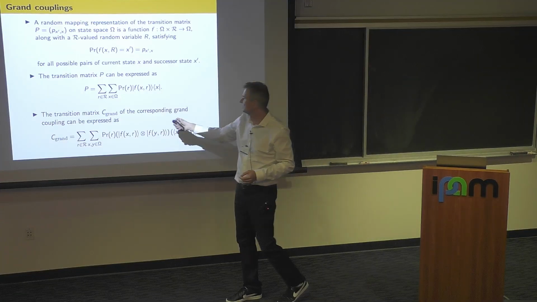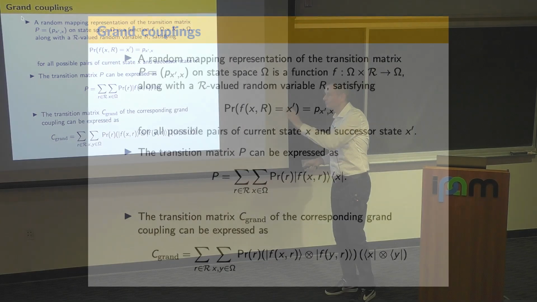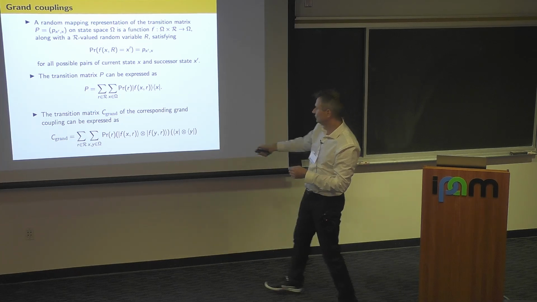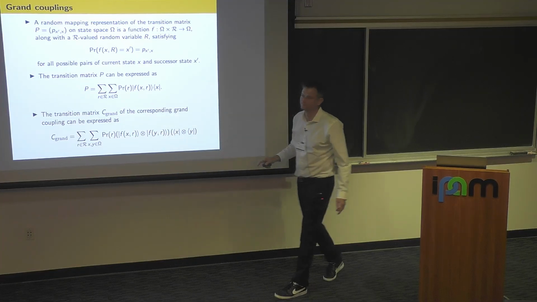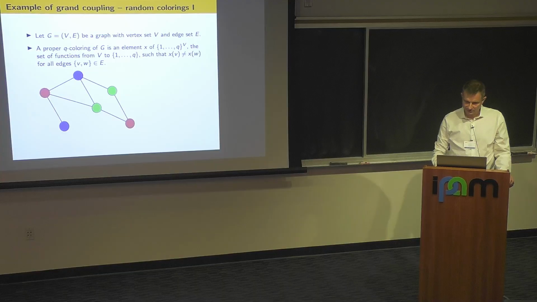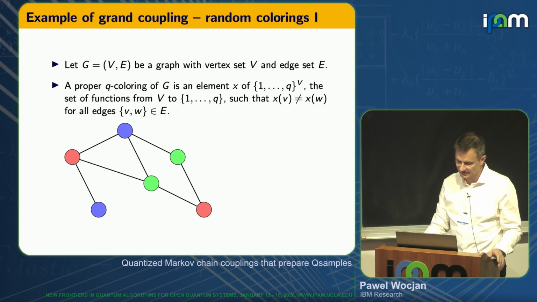And so the transition matrix can be written like this, okay, and then the transition matrix of this grand coupling can be expressed like this. So this decision, if Alice should move to the left or right, Bob has to do the same thing. So you see that this randomness is reused. Okay, and this is maybe not that important.